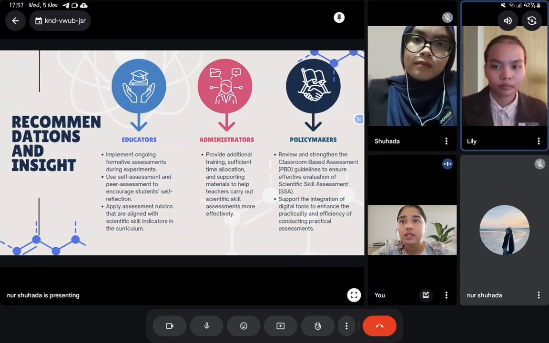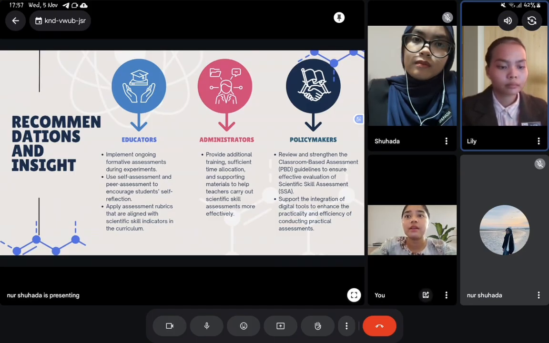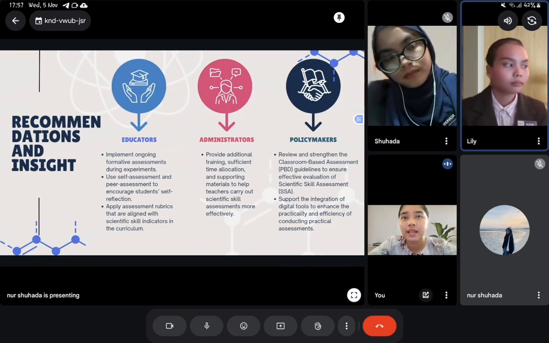Which means teachers often need professional development to assess scientific skill effectively. Other than that, administrators also should arrange workshops, share teaching resources, and ensure sufficient class time for practical assessment. For example, schools could organize training sessions on designing hands-on experiments.